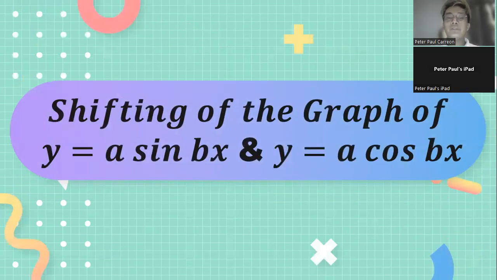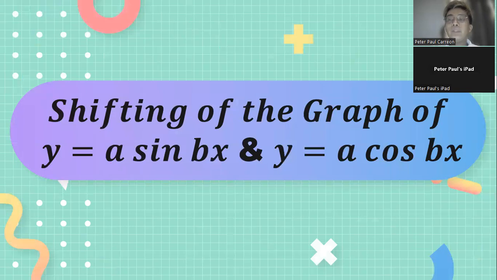So let's talk about the shifting of the graph of y is equal to a sine bx and y is equal to a cosine bx. Notice that our trigonometric function has a coefficient a. Kapag sinabi natin coefficient, yun yung number before the trigonometric function. And yung angle natin na x, possible din na magkaroon siya ng coefficient. So the coefficient of the angle is b, while the coefficient of the function itself is a. Magkaiba yung mga values niya.